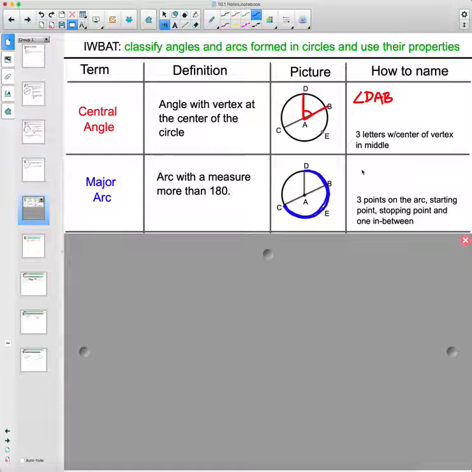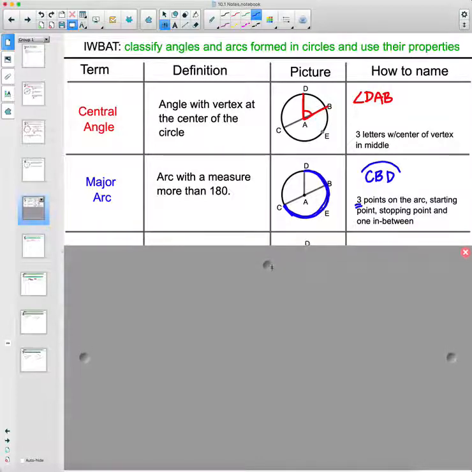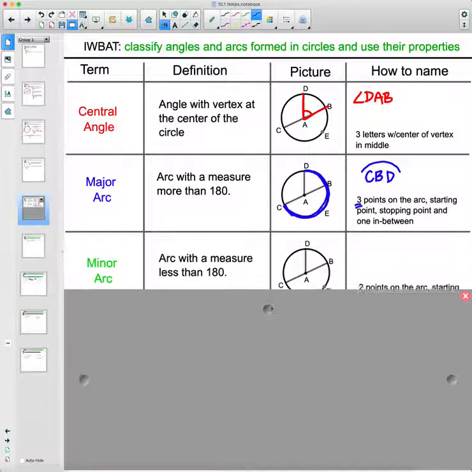So when we name this, a big arc needs to use 3 letters. Okay, or 3 points. Okay, not 4, not 2, 3. Exactly 3. The first 2 of them have to be where it starts and stops, and then any other one. So I'm going to start at C, and then you can pick either B or E. So I'm going to do B, and then D. So C, B, D. So start, where are you going, and then where are you finishing, and then you put an arc above it. Okay, so this would be a major arc. So when you look at it, you know that it's more than 180 degrees because of those 3 letters.